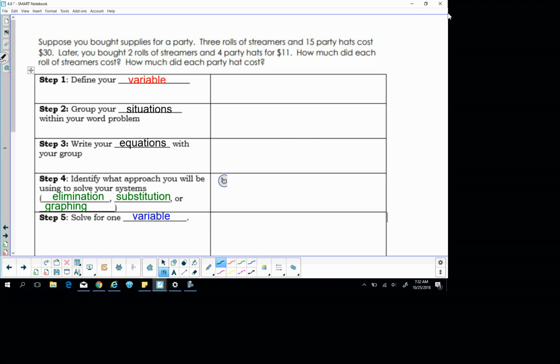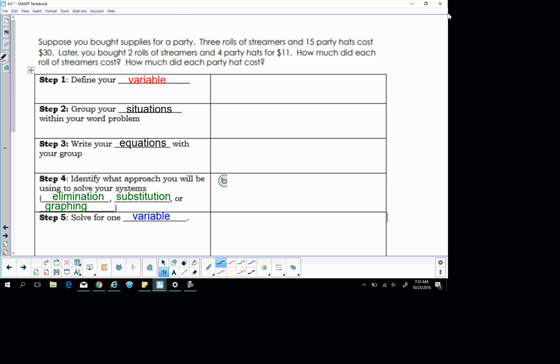Explosion cost the price for party. 3 rolls of streamers and 15 party hats cost $7. Later you bought 2 rolls of streamers and 4 party hats for $11. How much did each roll of streamers cost? How much did each party hat cost?